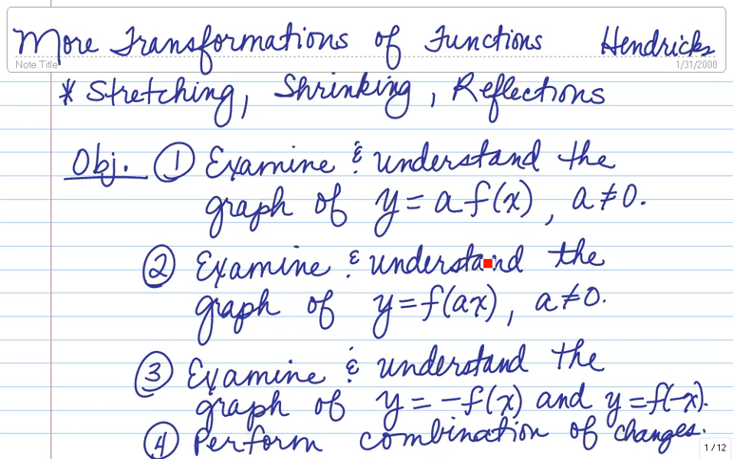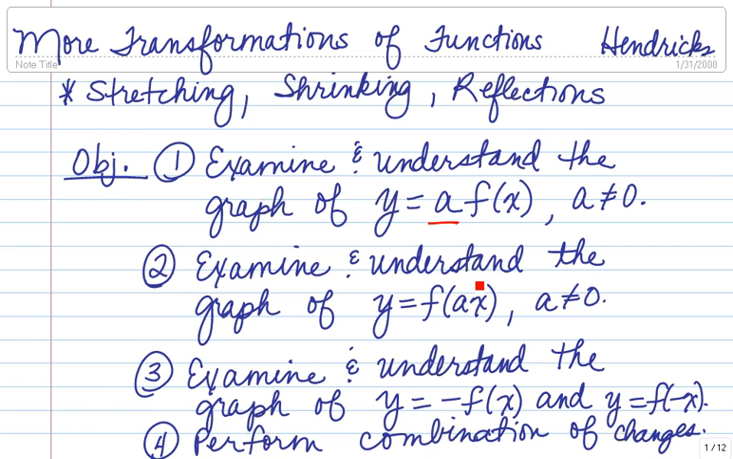Let's take a look at more transformations of functions. If you recall, in the last section we talked about shifting or translations, where we had a vertical or horizontal shift of a function. In this section we're going to look more at stretching functions, shrinking functions, and reflections of functions. Specifically, our objectives are to examine and understand the graph of a function y equals a times f of x.